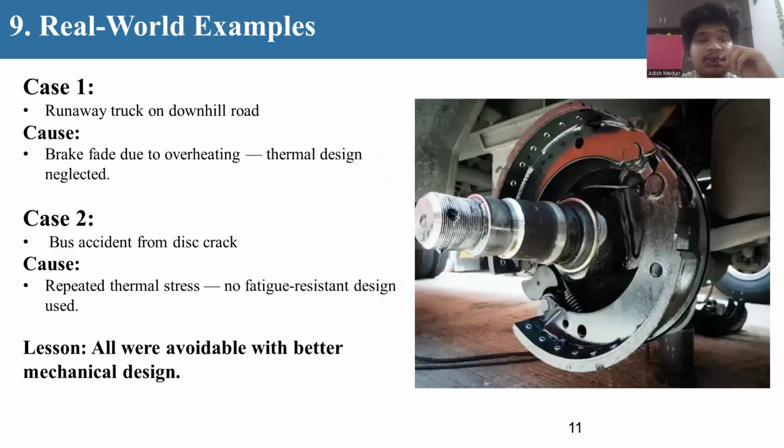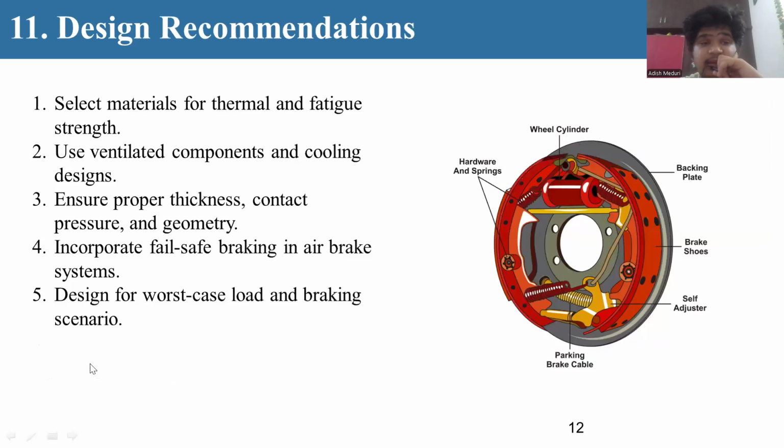Real world examples. Case 1: runaway truck on a downhill road. Causes brake fade due to overheating, thermal design neglected. Case 2: bus accident from a disc crack. Repeated thermal stress, no fatigue resistance design used. Lesson: all were avoidable with better mechanical design.